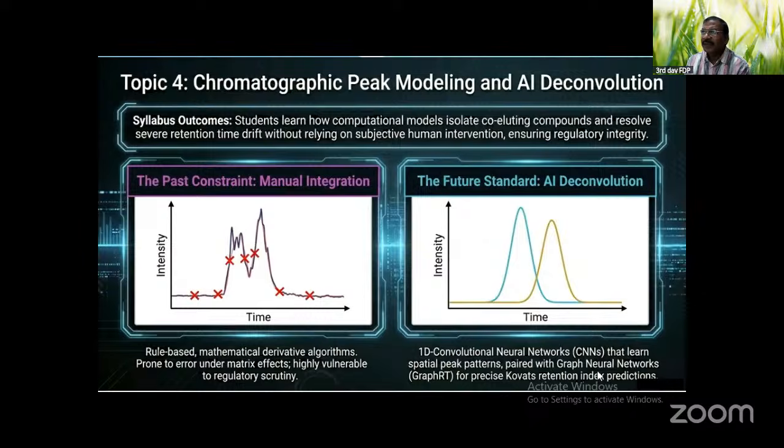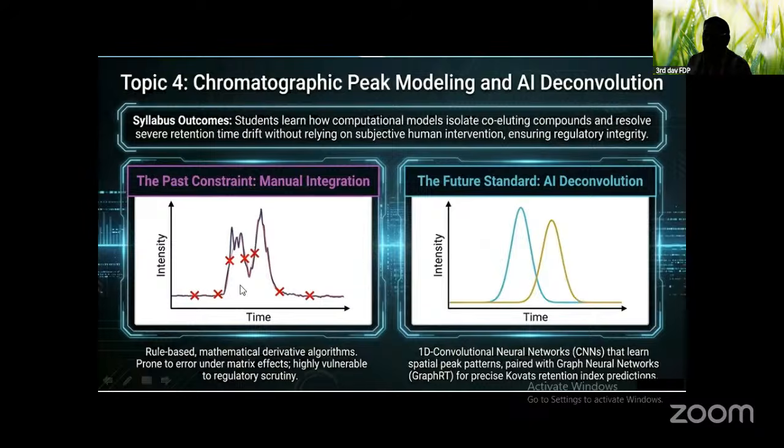The chromatographic peak modeling and AI deconvolution, that is topic 4. It gives a good demonstration of the working condition, where you can see in the past constraint and the manual integration, there is a lot of clustering in the chromatograms. But by using the AI deconvolution model, the peaks are separated well. The compound peaks are separated well.